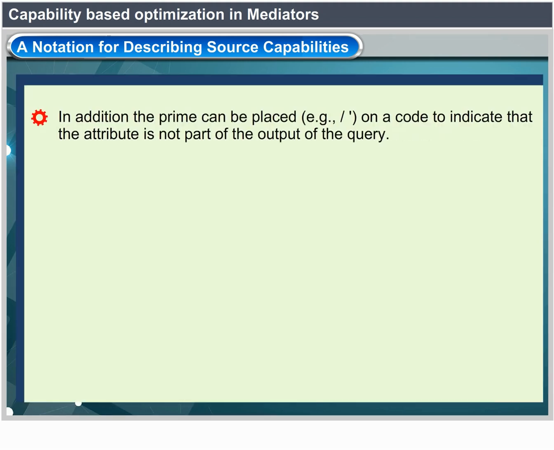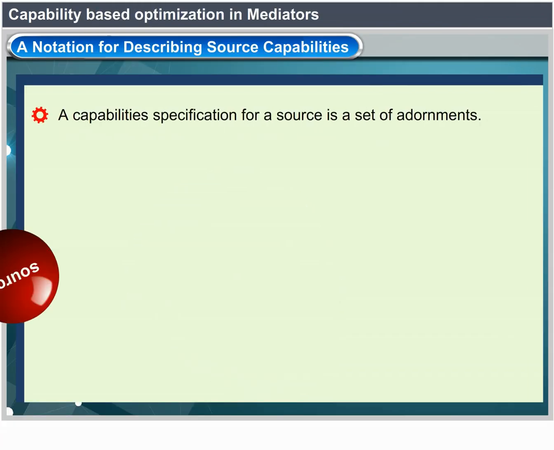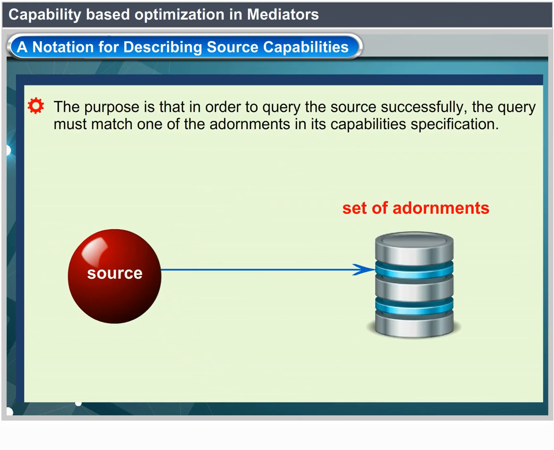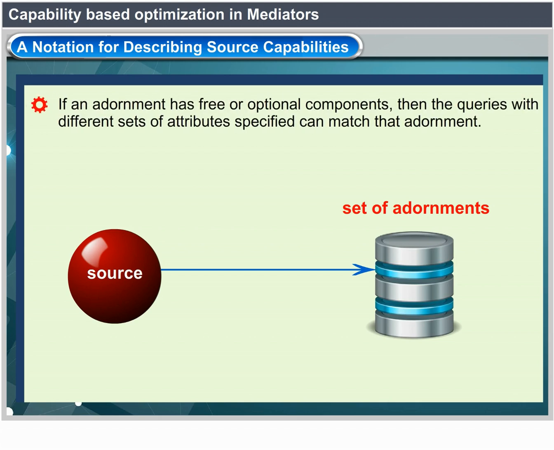In addition, we place a prime on a code to indicate that the attribute is not part of the output of the query. A capability specification for a source is a set of elements. The intent is that in order to query the source successfully, the query must match one of the elements in its capability specification. Note that if an element has free or optional components, then queries with different sets of attributes specified may match that element.